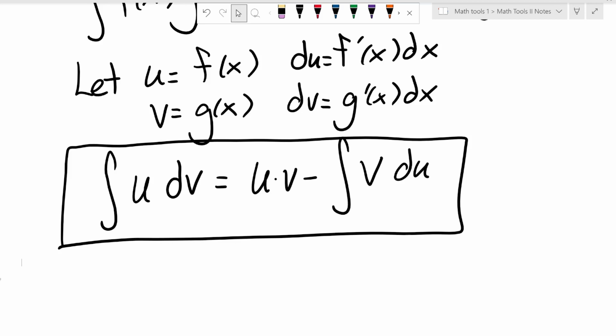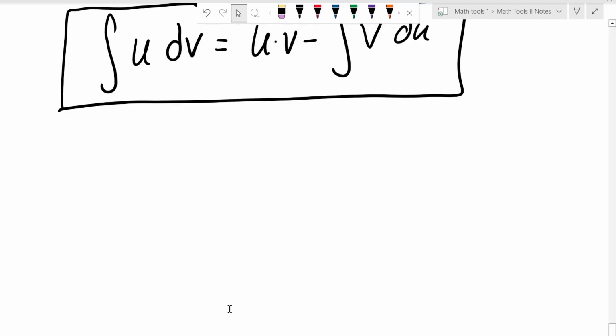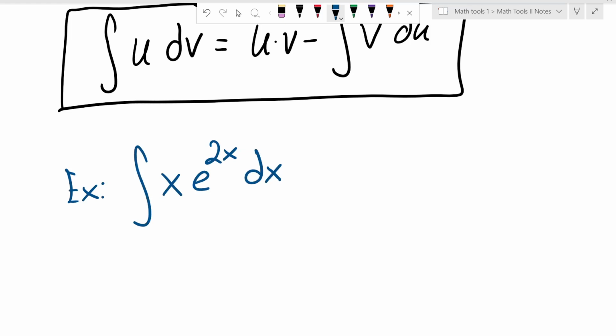So let's go ahead and try one that wouldn't work with any method that we've seen so far, and we'll see exactly how we can implement this formula. So we have the integral of x times e to the 2x dx. First of all, why wouldn't this work with our other integration formulas that we have up to this point?